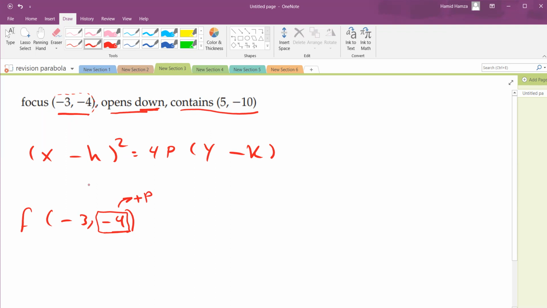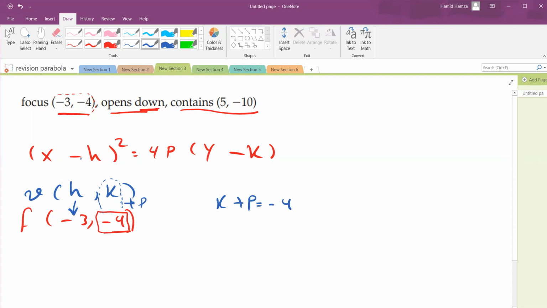Because the focus is not given, guys, let me write the vertex. All the time you must write the vertex, which is h and k. The change happened here with this one. So h is negative 3, which is given, but k is not given. So k plus p gives me negative 4. So this is the equation, guys. K plus p equals negative 4.